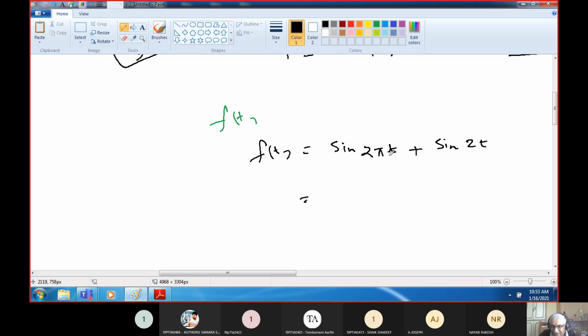The time period of this one is equal to 1. So T1 is equal to 1 because 2 pi by T, no? But here if you see, this has to be 2 pi by T. So here I have to put pi there. So this will become pi.